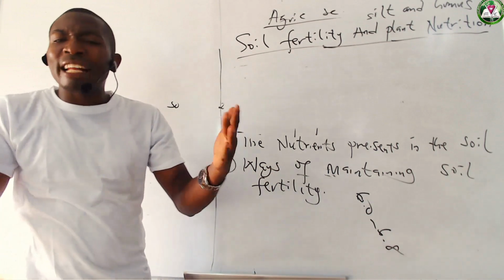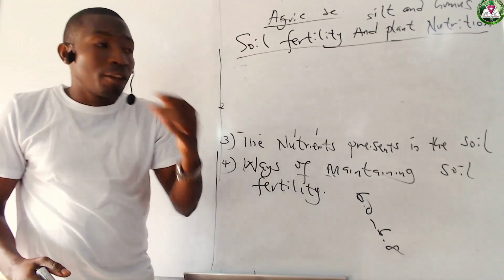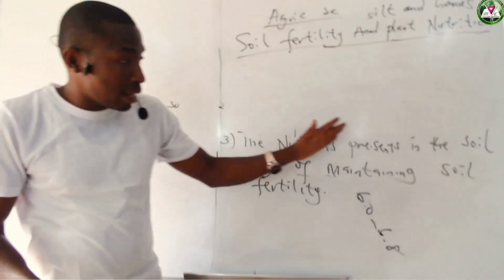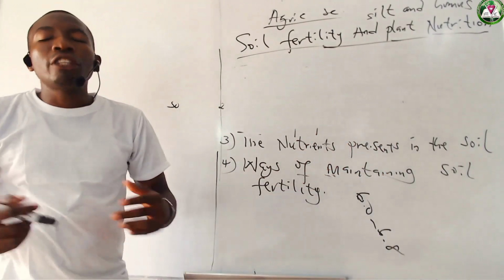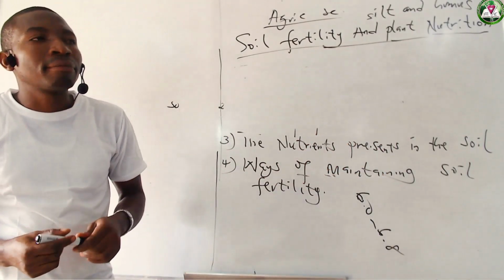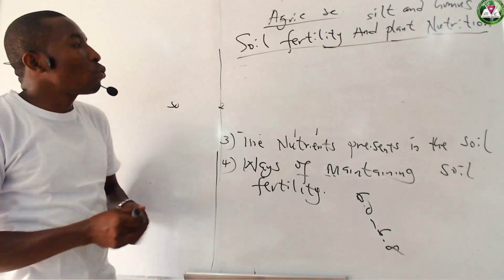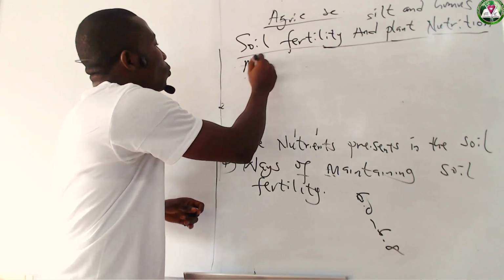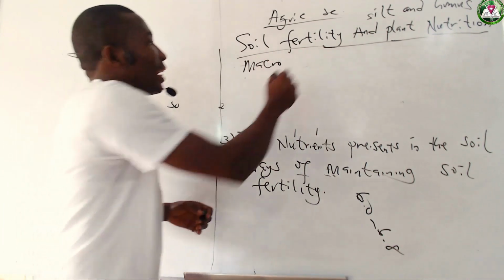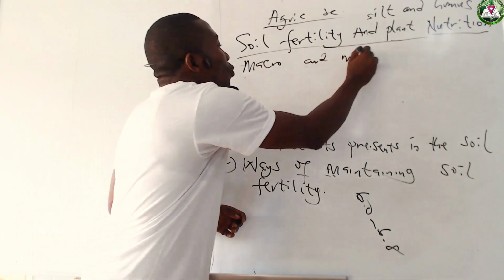Nutrients present in the soil are divided into two. I'm talking about the nutrients present in the soil now. The nutrients present in the soil are divided into two, and they include macro and micronutrients.